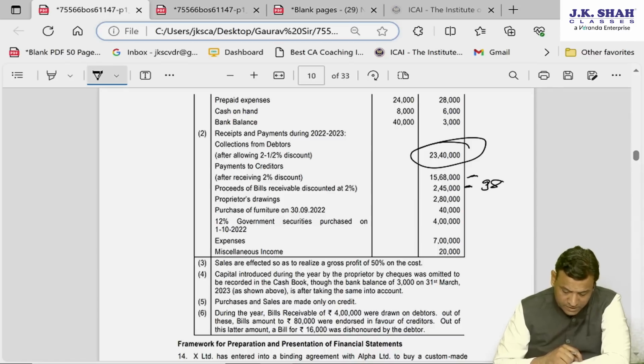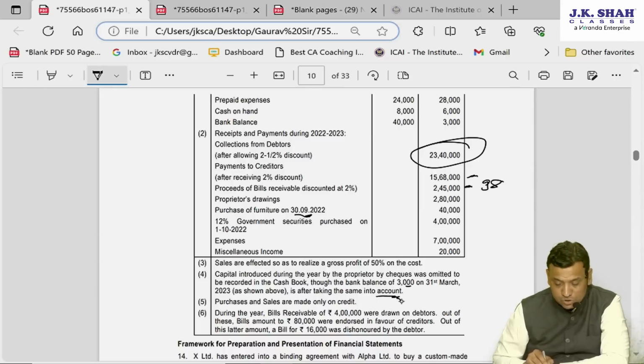Proprietor's drawings, that is capital account to bank. Purchase of furniture, furniture to bank, and then we need to depreciate it for 6 months. Government securities purchase, that is investment account debit to bank 4 lakhs. Expenses, expenses to bank 7 lakhs. Miscellaneous income, bank to miscellaneous income. Sales are affected so as to realize a GP of 50% on cost. Sales are 50% on cost. 1/2 on cost, 1/3 on sales. Capital introduced during the year by the proprietor by cheque omitted to be recorded in cash book, though the bank balance of 3,000 on 31st March is after taking it into account.